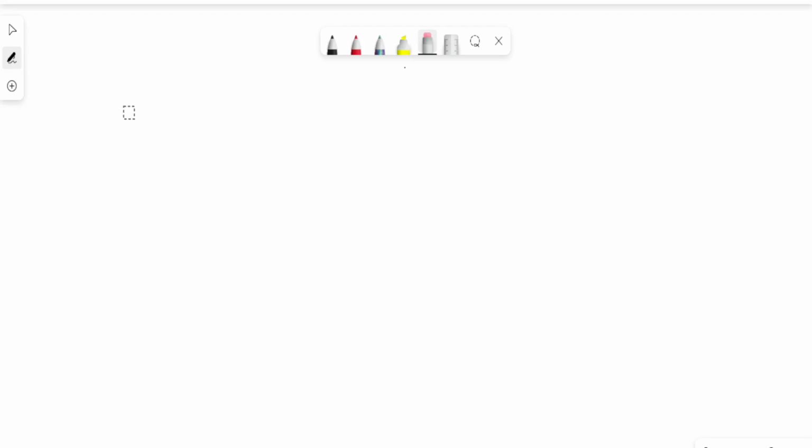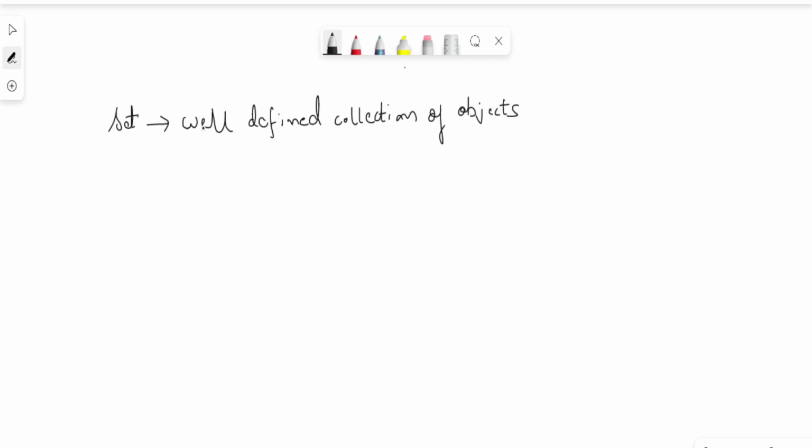Hello students, in today's class we will learn about different types of sets. In the last class we studied the definition of a set, right? The definition of a set was that it is a well defined collection of objects, right? So this word well defined is very important, correct? We cannot say every collection is a set, right?